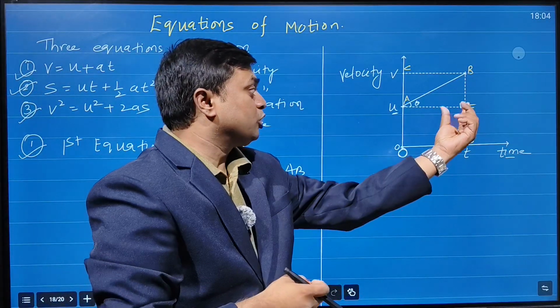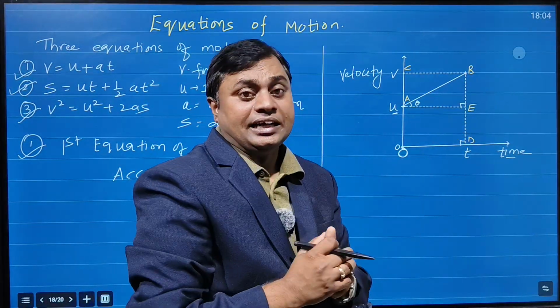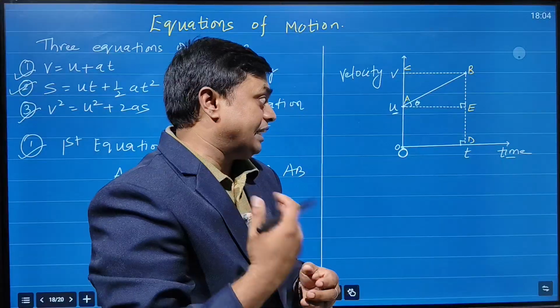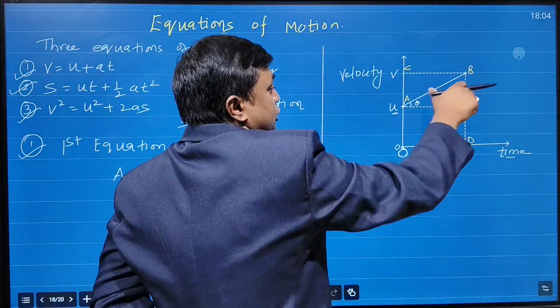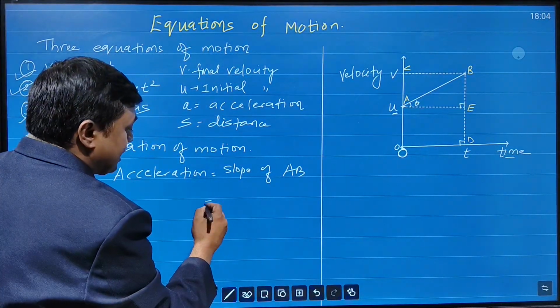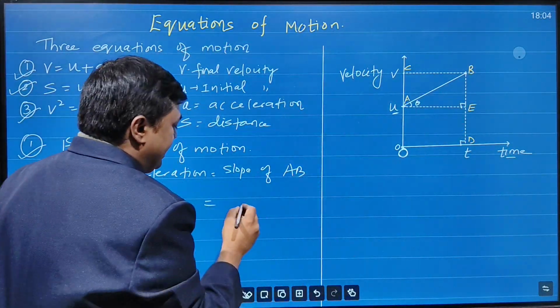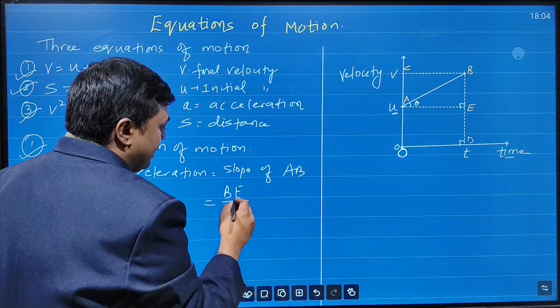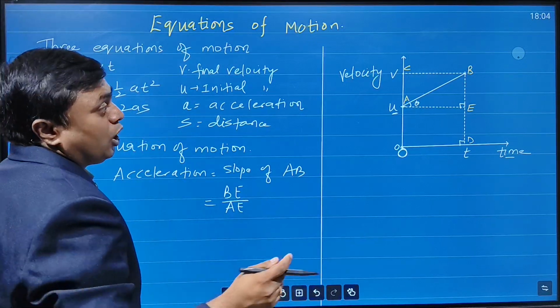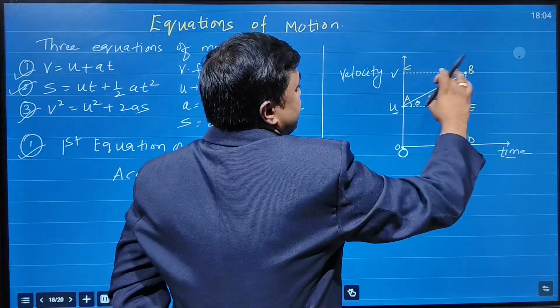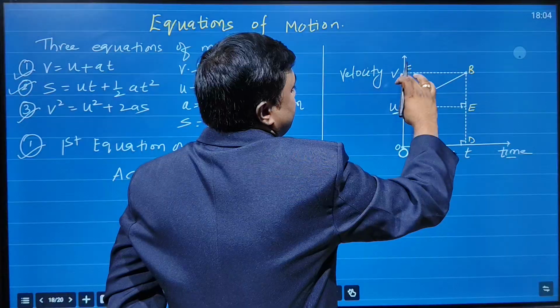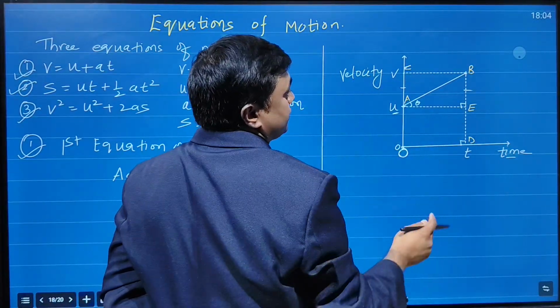How do we find the slope? Slope is nothing but tan theta. You will learn this in higher grade, 10th grade. Slope is nothing but opposite by adjacent. In this graph, you can remember that BE by AE is the slope. Now, what is BE? BE is equal to AC, this distance is equal to this distance.